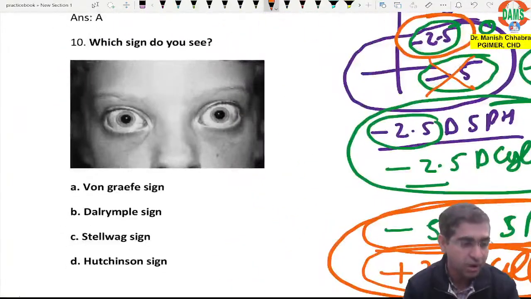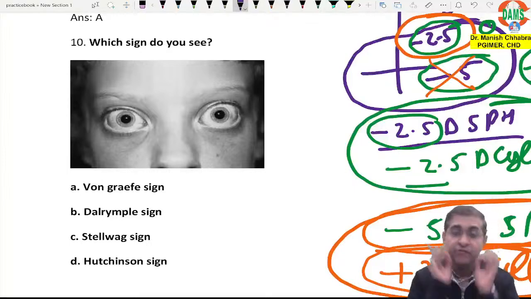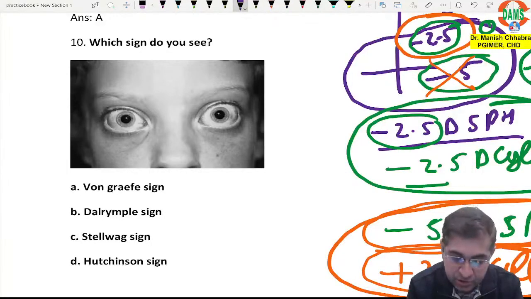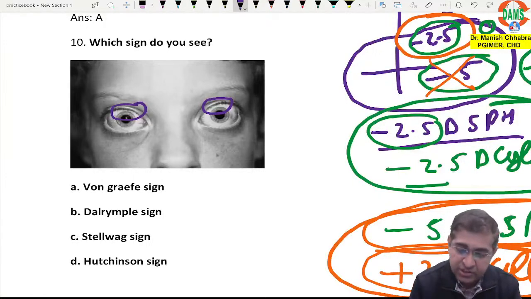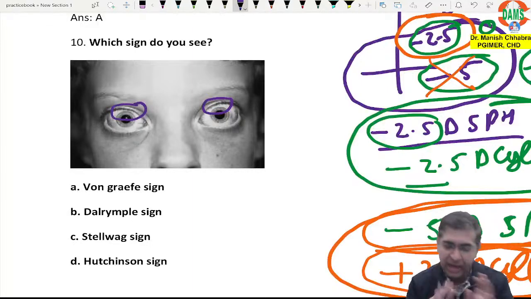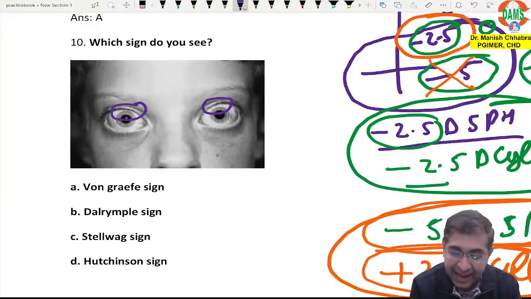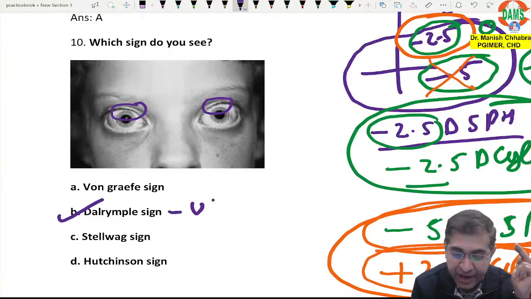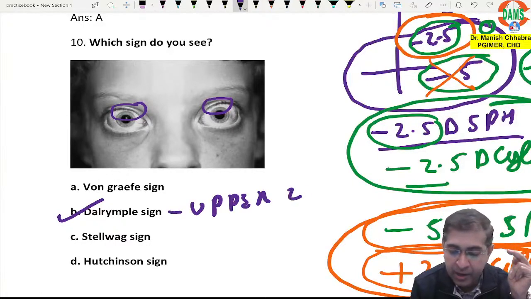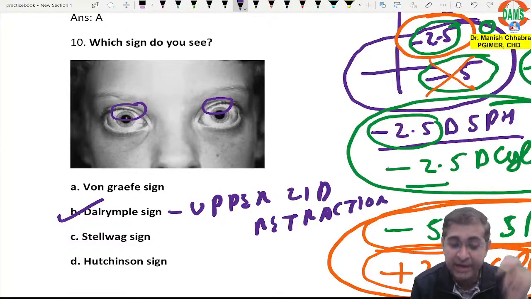Now, which sign do you see here? Can you see that there is some scleral show present? Now, which sign is this? This is a clear-cut answer. This is your Dalrymple sign, when there is upper eyelid retraction. This is your upper lid retraction, and it is seen in thyroid eye disease.